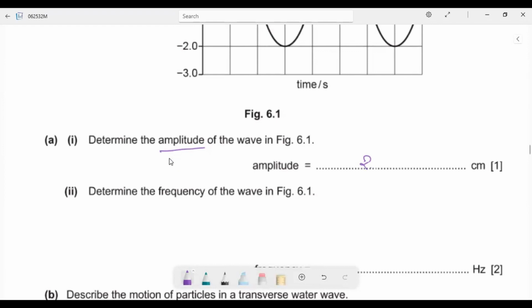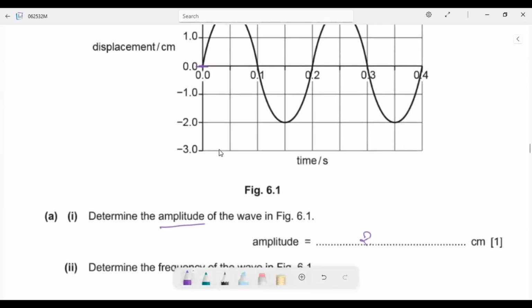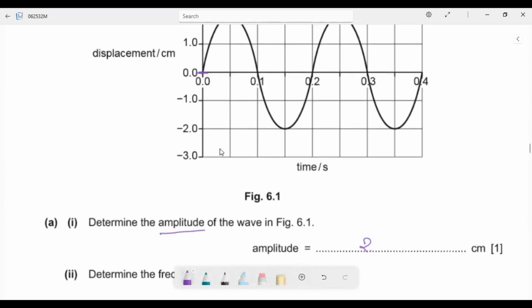Determine the frequency of the wave. So from this graph, we can find the time period. What is the time period? That is the time required for one full cycle, from this node to the next node. Full cycle means 360 degrees. This full cycle we need to take. So the time period, here it was written, is 0.2 seconds.